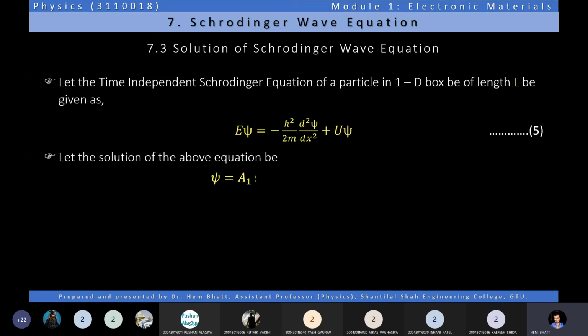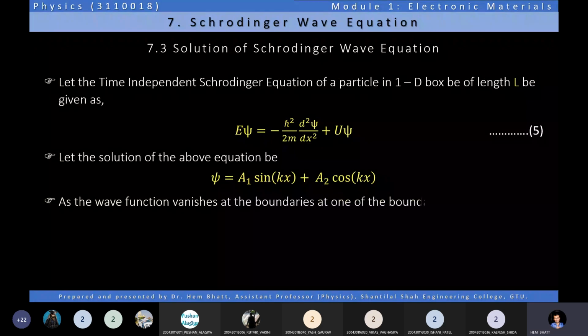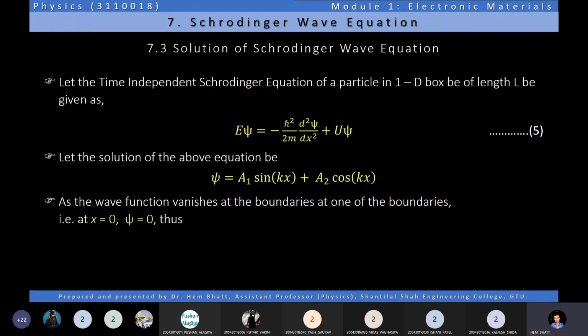And the solution can be a1 sin kx plus a2 cos kx. Right? Whether you are at x equal to 0 or x equal to L, the value of sin should be zero, because at the boundary there is no wave function, since the particle cannot be there. So psi has to be 0. Now in this last equation put psi as 0, take x to be 0, and tell me what is a2. 0. A2 will be 0.